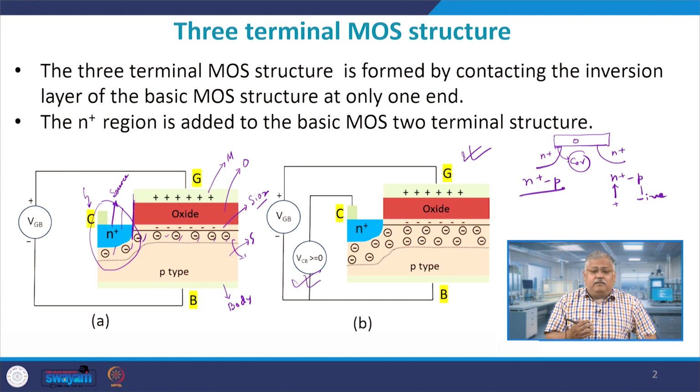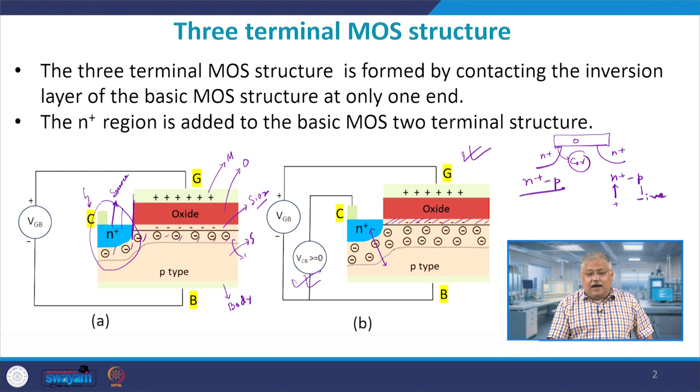And there will be very small current between N plus and P, again reverse biased, because of the minority carriers. At this stage we will assume that this is infinitesimally small, right. Whatever contribution is coming is just because you have a depletion region available there, and there will also be an inversion layer which is available here.